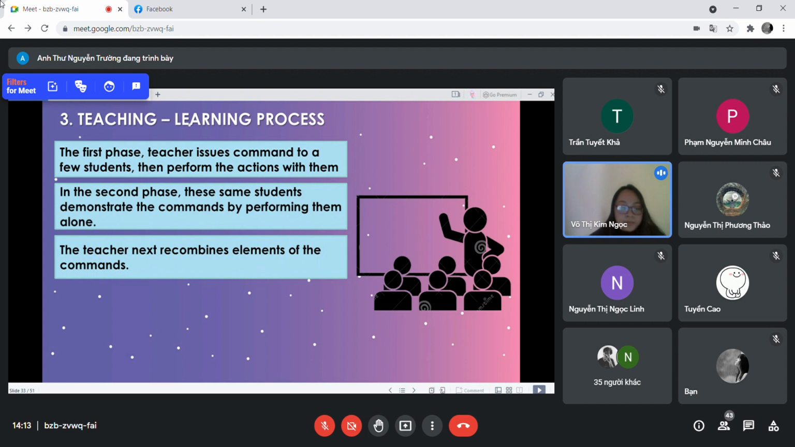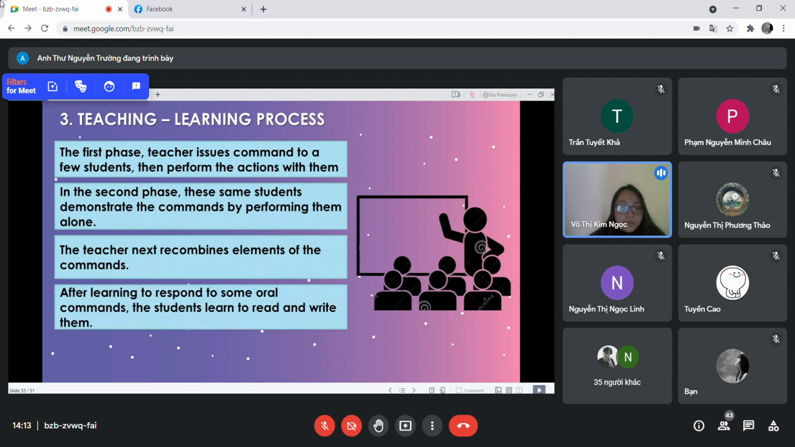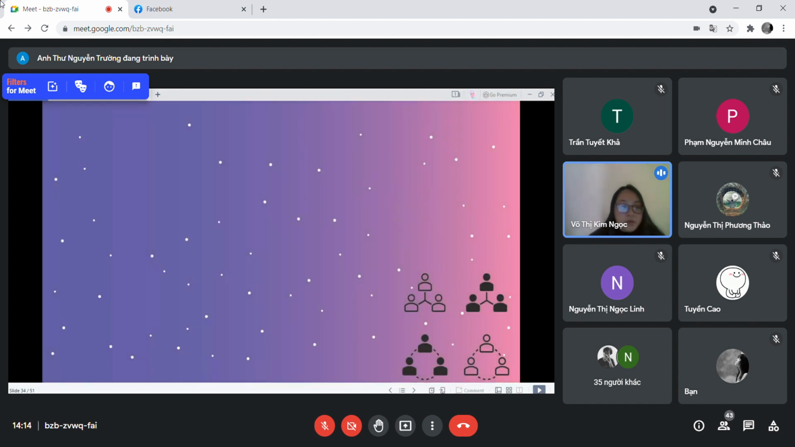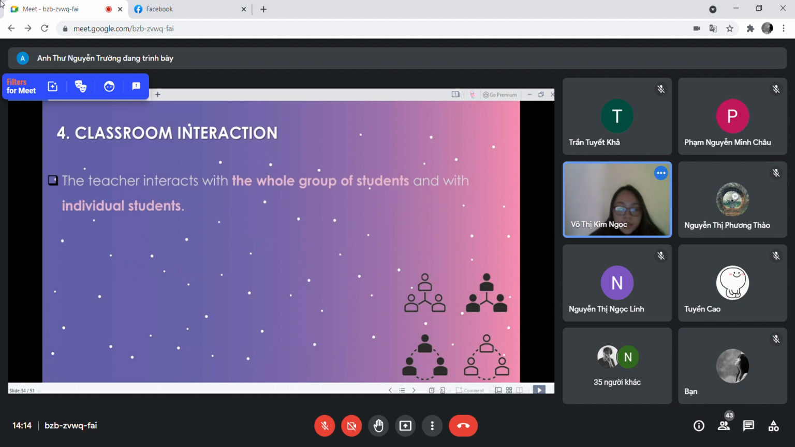which made our class laugh. And after learning to respond to some oral commands, the students learn to read and write them. They write the vocabulary in their notebooks. And after students begin speaking, activities expand to include skits and games. To the next part, classroom interaction.